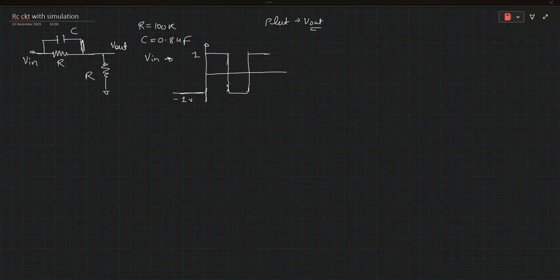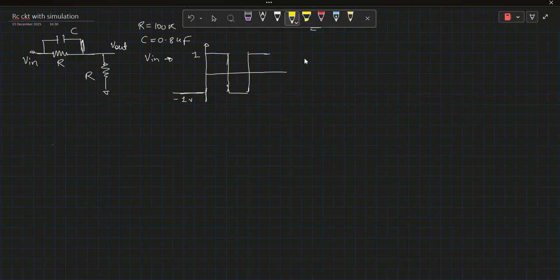So hello everyone, this is our question. First see for yourself, then come back to the solution. This is an RC circuit with a pulse waveform input.